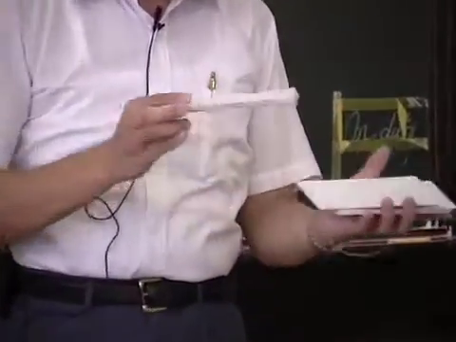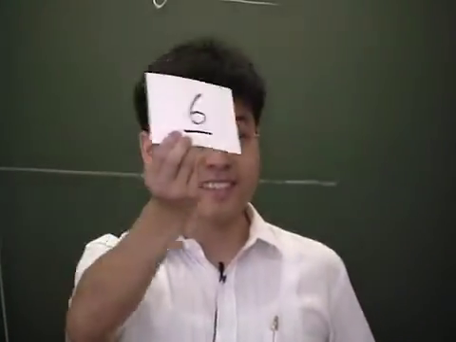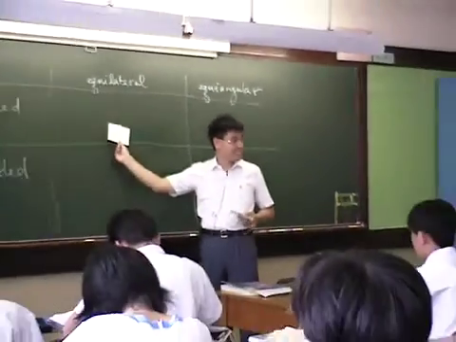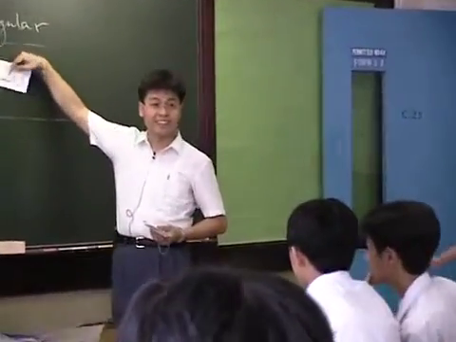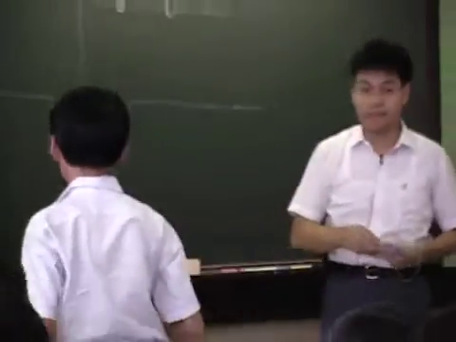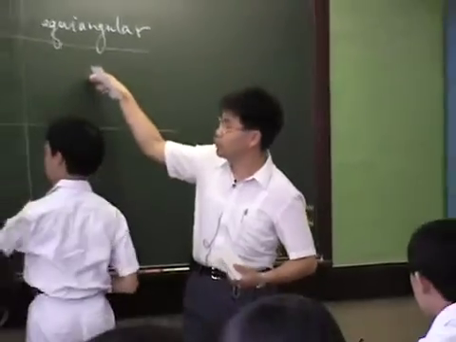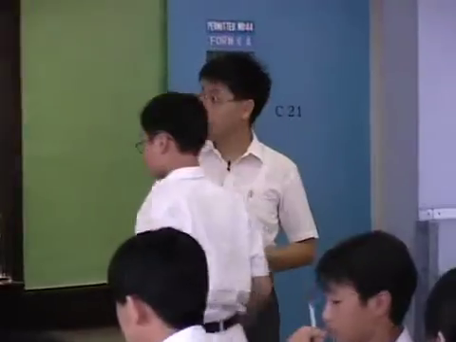Okay, for this type, we try to come out to draw. Number 6. Yes. And then another one, this part, 20. Where's 20? Yes, be careful of the wire. Okay, 32. I want you to draw this one. And then for equiangular, 19. Where's 19? Yeah, you.